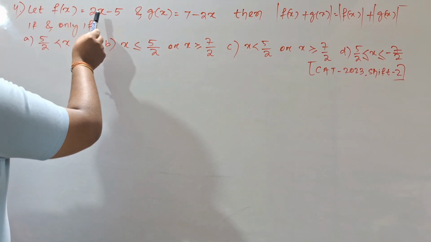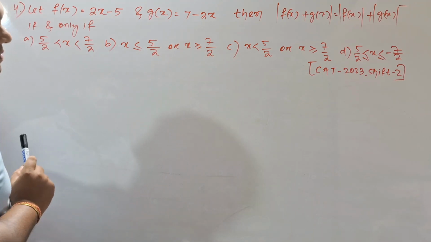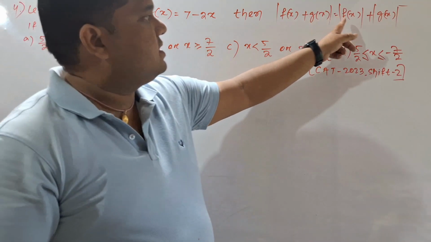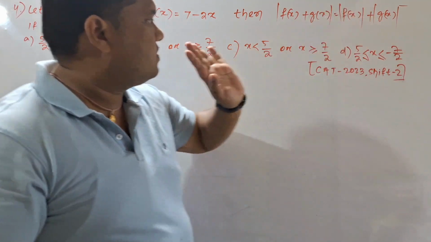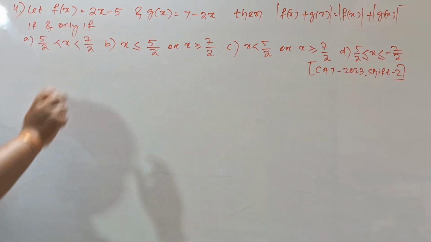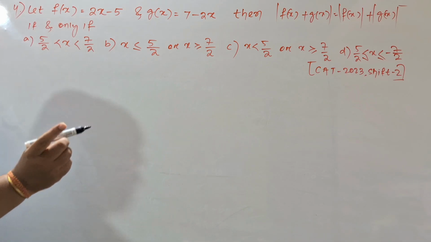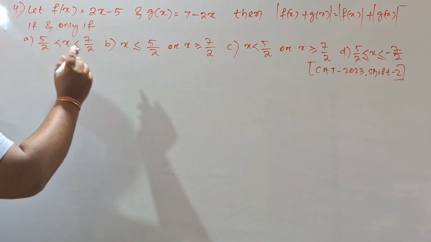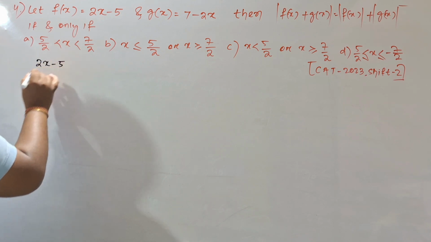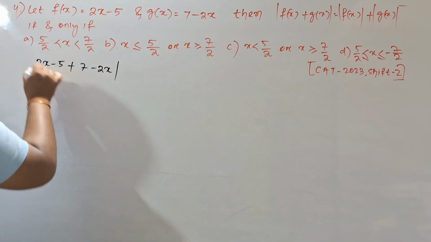Here f of x is equal to 2x minus 5 and g of x is equal to 7 minus 2x. Then the mod of f of x plus g of x is equal to the mod of f of x plus the mod of g of x if and only if, options are given. Here I have to put the value first. If I put the value, again this question is based on the open the modulus concept. So if I put the value here, mod of 2x minus 5 plus 7 minus 2x.